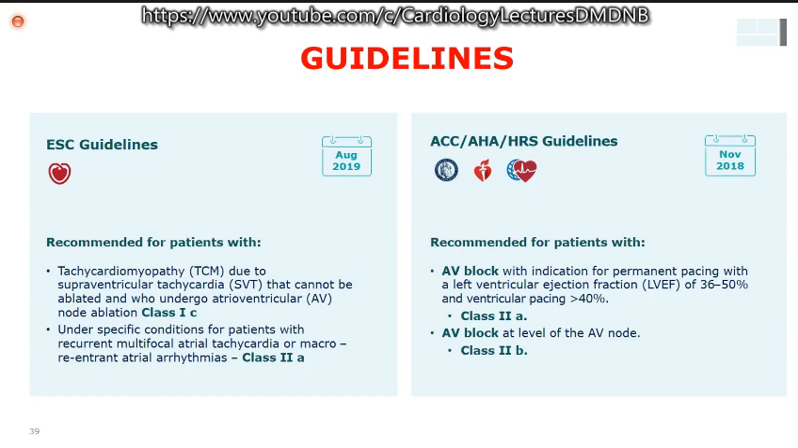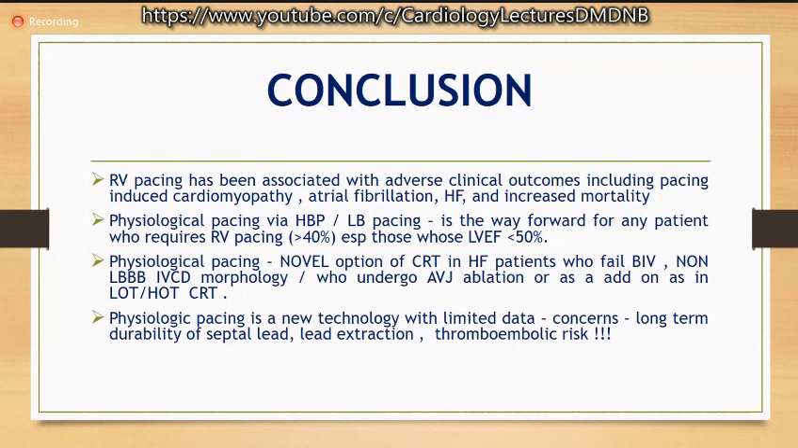There is also a 2B indication for all patients with AV block, which is below the level of AV node. So to conclude, RV apical pacing is associated with adverse clinical outcomes, which include pacing-induced cardiomyopathy, higher incidence of congestive heart failure, higher incidence of atrial fibrillation, and thereby increased mortality. Physiologic pacing via His bundle pacing and left bundle pacing is definitely the way forward for any patient who requires RV pacing more than 40% of the time, especially in patients who have EF less than 50%. That's what the ACC/AHA guidelines also say.